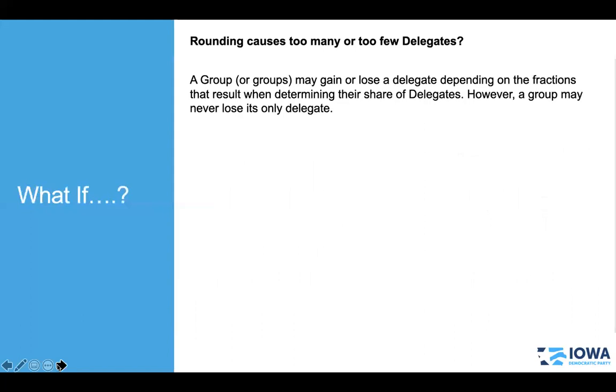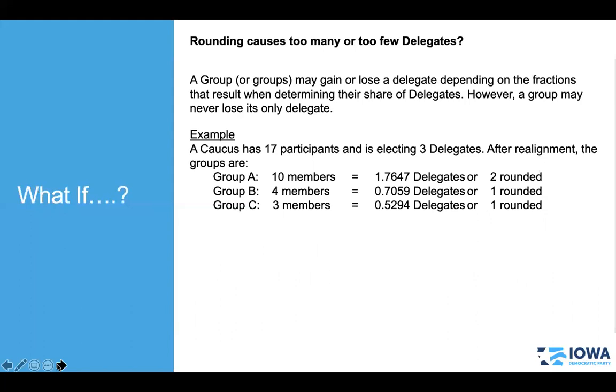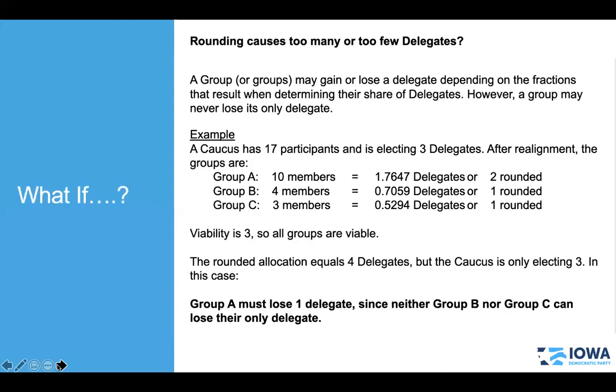Again, what if rounding causes too many or too few delegates? Again, a group can never lose its only delegate. Here, a caucus has 17 participants selecting 3 delegates. After the realignment, the groups are as follows. Group A is rounded up to 2, Group B is rounded up to 1, and Group C is rounded up to 1, meaning they would be electing 4 delegates at this point, and they can only elect 3. We'll pause for a second for you to decide which group should lose the delegate. If you guessed Group A, you would be correct, because Groups B and C cannot lose their only delegates. So Group A would have 1 delegate, Group B would get 1 delegate, and Group C would get 1 delegate.